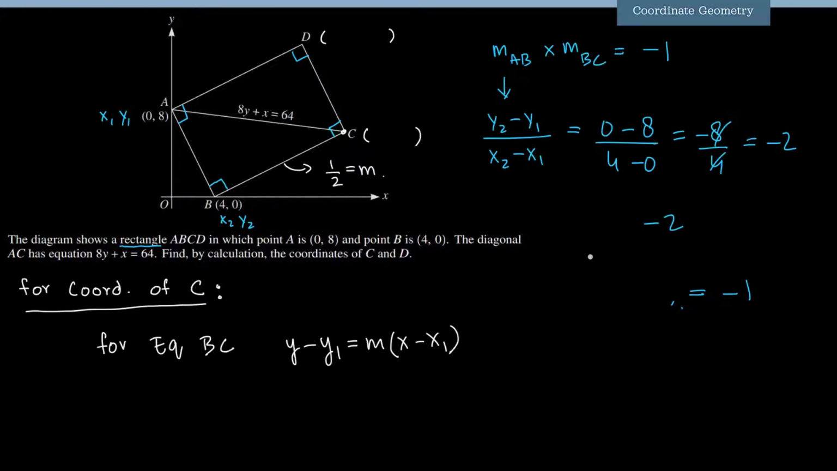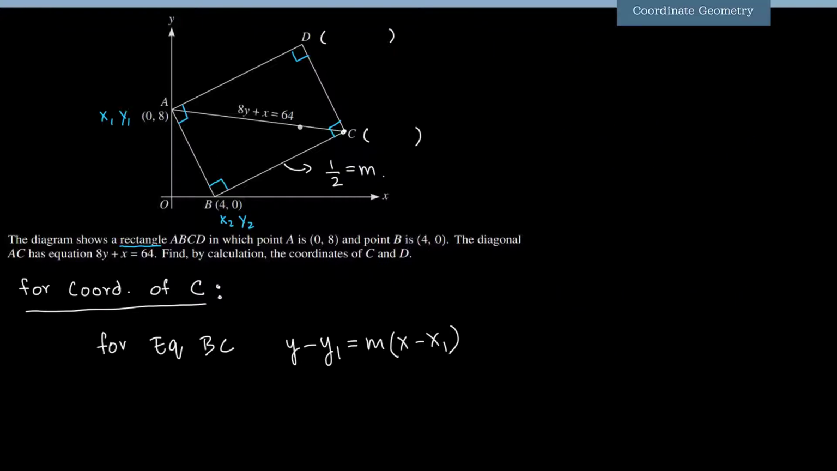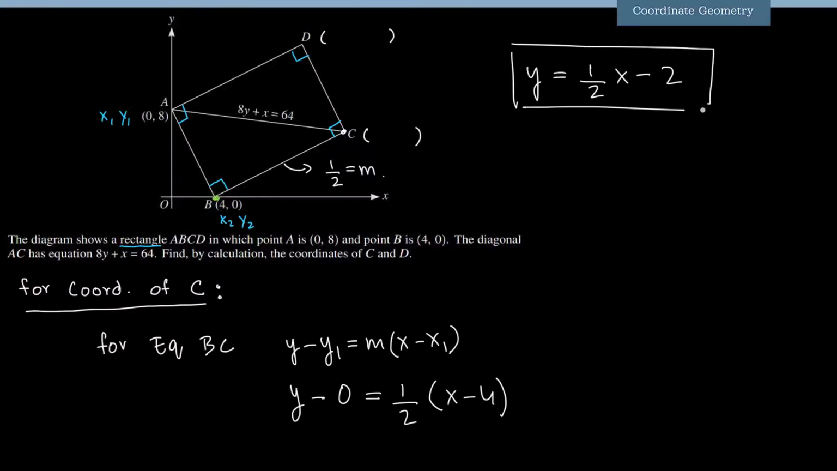Now I already know a point on this line, that is point B. So I can go on and use this formula. This would be y minus, the y coordinate is 0, so y - 0 is equal to m, which is 1/2, times x minus x1, so x - 4. 1/2 times (x - 4) is going to give me y = (1/2)x - 4/2, which is 2. So this is the equation of line BC.